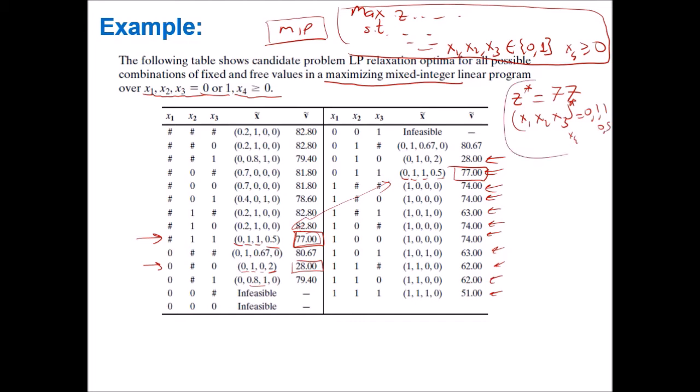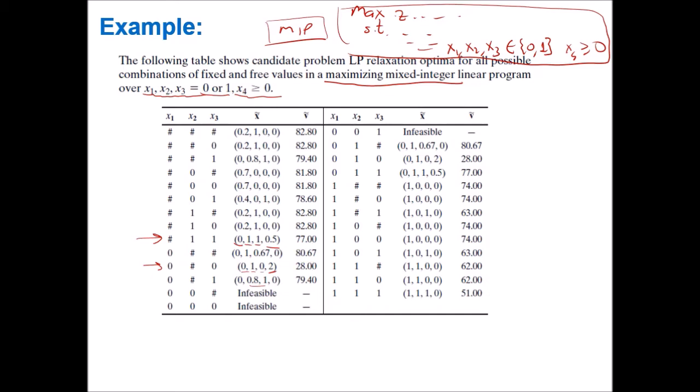This is the solution. But the idea here is we are given this table to use in the branch and bound algorithm, to demonstrate how this branch and bound algorithm will find this optimal solution. At the end, the branch and bound algorithm will find this optimal solution 77. But how is it going to find it? The idea is this.